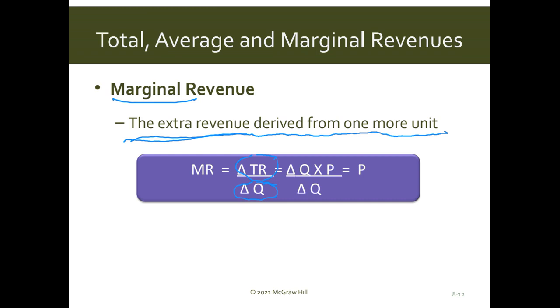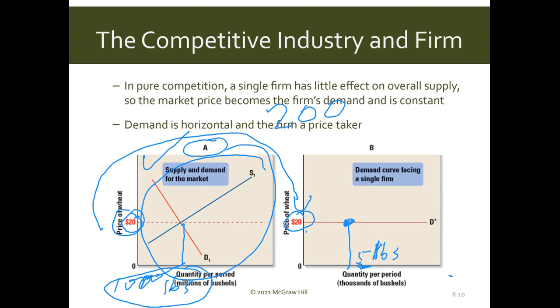I know that in a perfectly competitive market structure, price is fixed. You can see here, I can take you back. In this diagram, I showed you earlier that price is fixed, $20. It is fixed. It's not changing, right? So price is not changing.